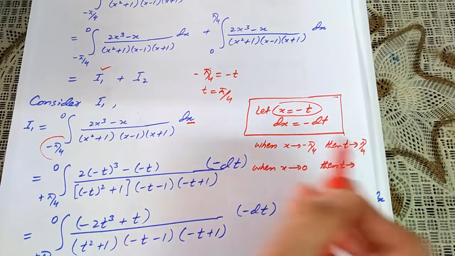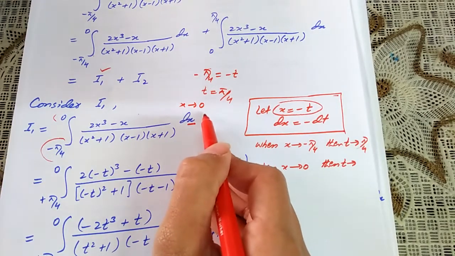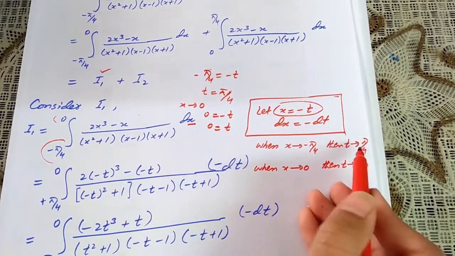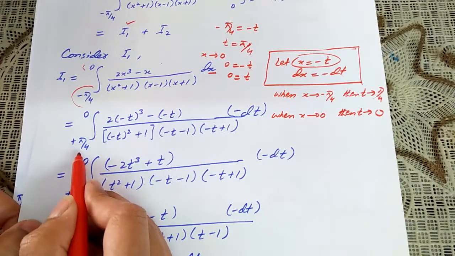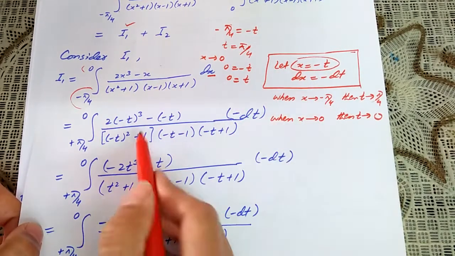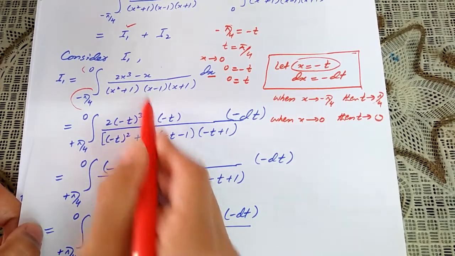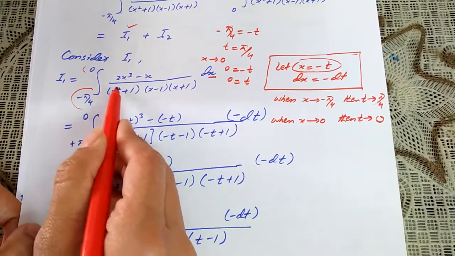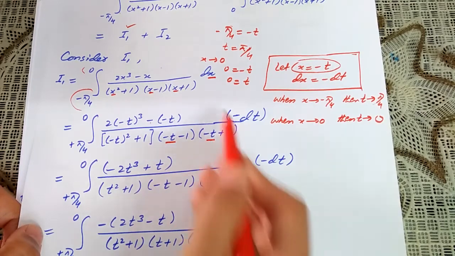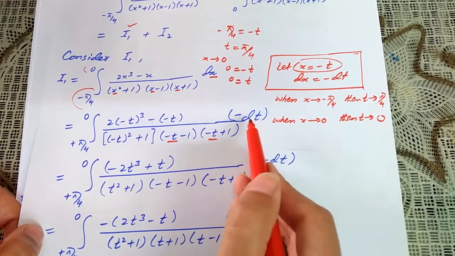So this is my lower limit. Now upper limit. When x approaches 0, put 0 here, I will get 0 is equal to negative t, so 0 is equal to t. So it means t approaches 0. So my lower limit here is pi by 4 and the upper limit here is 0. Also replace in place of x negative t like this. 2x cube is 2 into negative t cube, x is negative t, x square is negative t square. Here x is negative t and this x is again negative t. And you know that dx is equal to negative dt here. So just replace it with this negative dt.